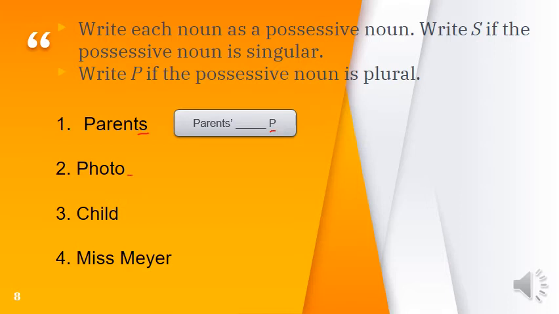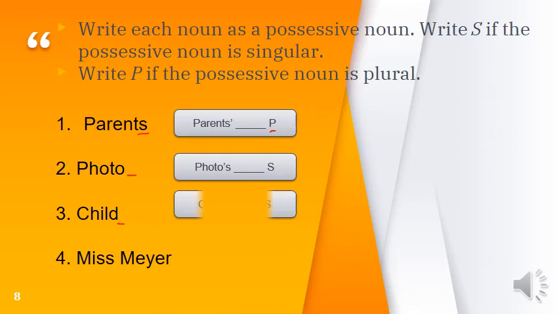Okay, photo. Do I see here any S's? No. So what do I do? I add apostrophe S. Photo's, and photo is singular. Child. Do I see any S's? No, child is singular, so I add apostrophe S. Child's, and it's singular.